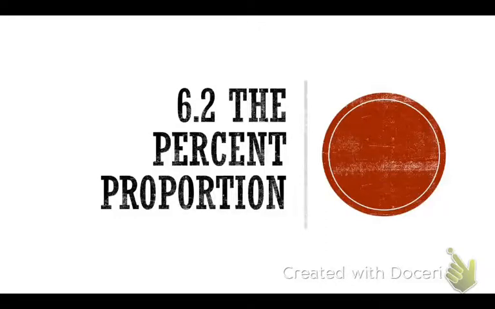All right, so on your desk you need 4 things: your notes, your calculator, your red pen, and your pencil. All right, so today we're going to be going over 6.2, the percent proportion. So if you would, turn in your notes over to 6.2.